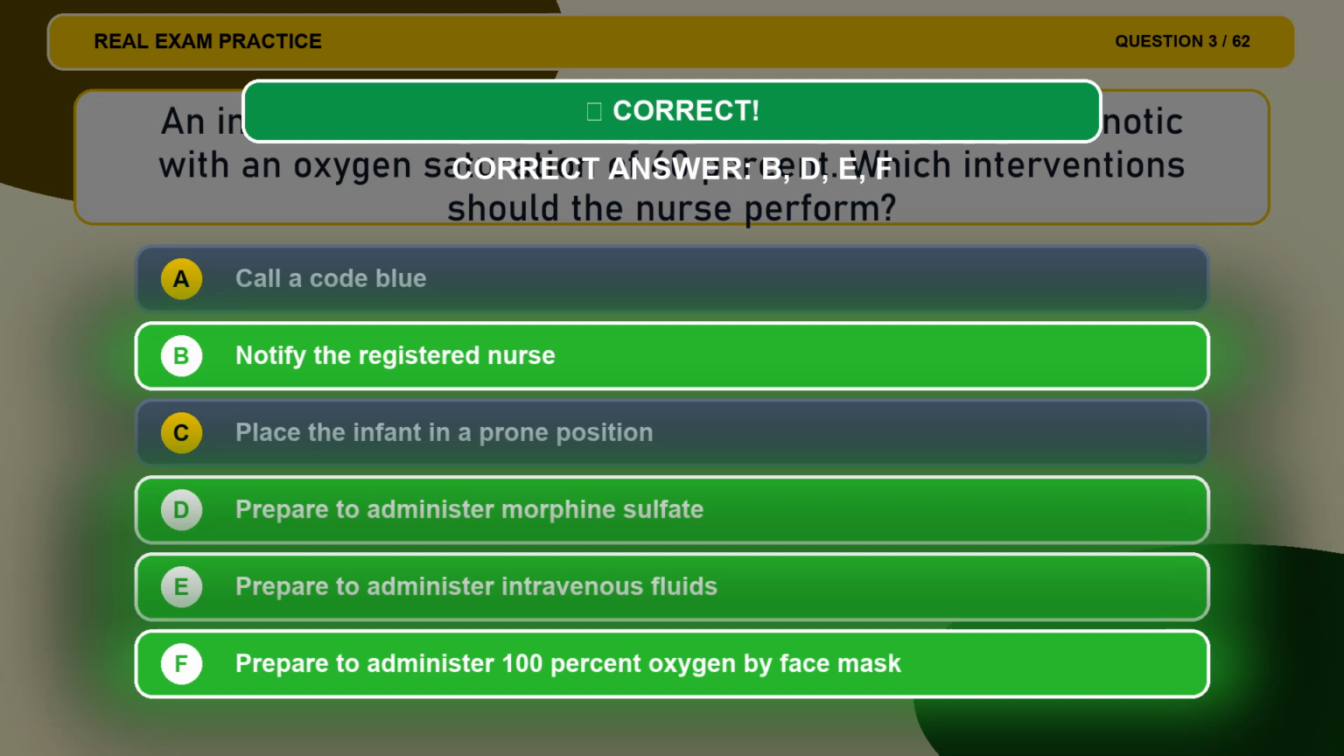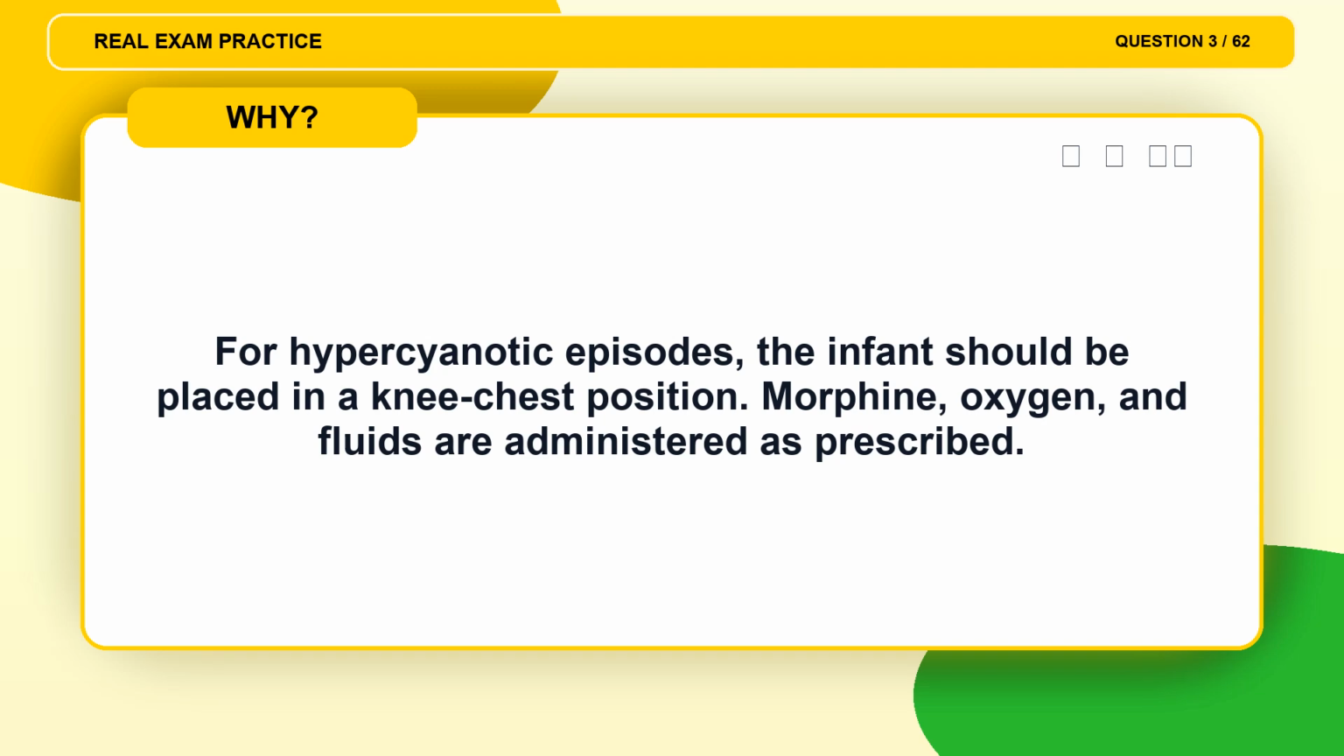The correct answers are options B and D and E and F. Notify the registered nurse. Prepare to administer morphine sulfate. Prepare to administer intravenous fluids. Prepare to administer 100% oxygen by face mask. For hypercyanotic episodes, the infant should be placed in a knee-chest position. Morphine, oxygen, and fluids are administered as prescribed.